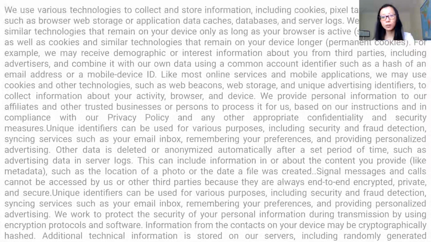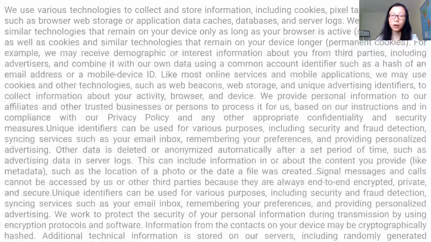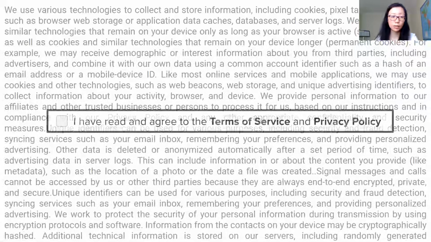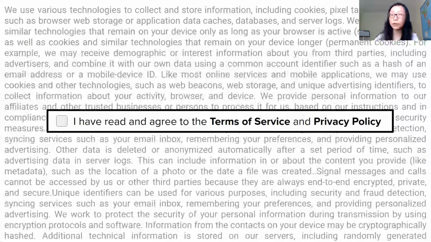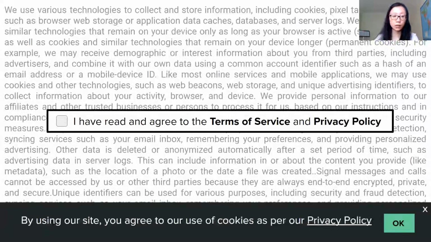Huge blocks of text with a lot of words that you definitely have read. And you've probably checked a box or 10 that looks something like this, saying you've read and agreed to the terms of service and privacy policy. Or you may have also seen pop-ups that look something like this, right? By using our site, you agree to our use of cookies as per our privacy policy. And this kind of pop-up legally implies consent if you continue browsing on the website.